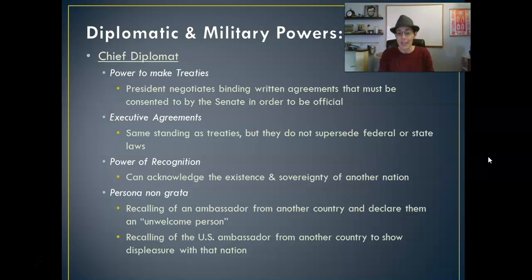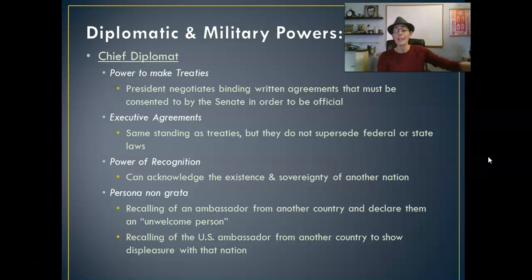Executive agreements. They have the same standing as treaties, but they can't go against federal or state laws. So if a federal or state law conflicts with an executive agreement, the federal and state laws would overpower it. So if you wanted to make an executive agreement because you couldn't get a treaty through Congress, you could do that. But if anything in that agreement went against federal or state law, then it's gone. It is not supreme. Federal and state law are supreme to executive agreements. The president also has a power of recognition. The president can acknowledge the existence and sovereignty of another nation. That is the purview of the president.